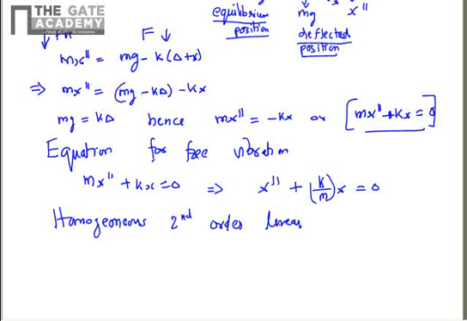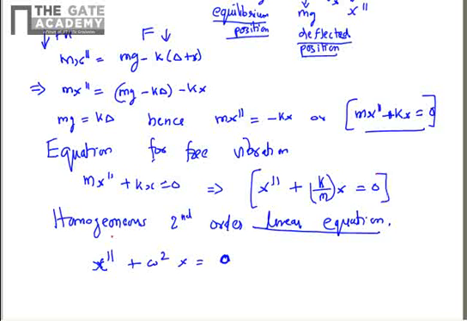linear differential equation, second order linear, because we will not go into solving the equation exactly, we will just derive the solution from the generic form of a linear equation: x double dash plus omega square x is equal to 0. So this is a homogeneous second order linear equation. Homogeneous means there is no forcing term here, so it comes as 0. And second order means x double dash is involved. So we already know the solution for this problem.